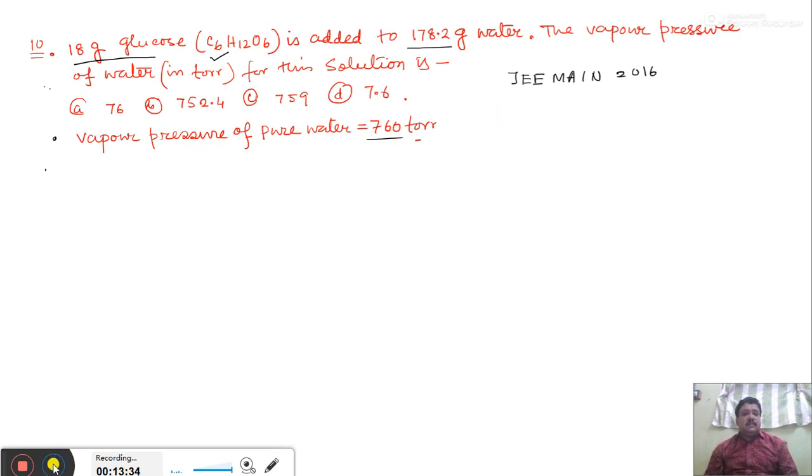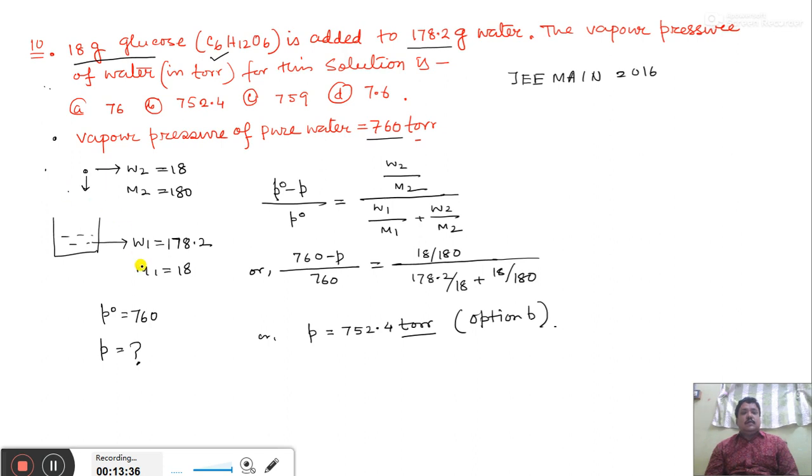Now the answer is, according to the question, W1 is 178.2 gram and the molecular weight of water is 18, and W2 is 18 gram, where the molecular weight of glucose is 180. P0 is 760 torr and P is unknown. Putting all the terms in this equation, we get the value of P is 752.4 torr. That is option B, the correct option.